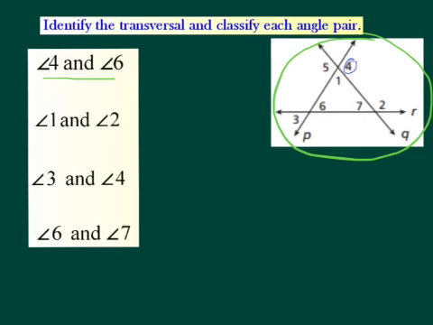We have angle 4 and angle 6. The first thing we need to do to identify the transversal is look at the line that touches both angles. We have this line right here, line P, and that touches both angles 4 and 6. So that's going to be our transversal, line P. Those two angles are on the same side of line Q and line R, and on the same side of the transversal P. So they are corresponding angles.